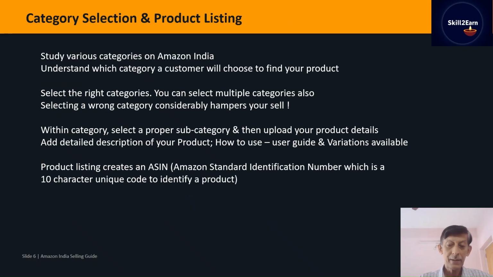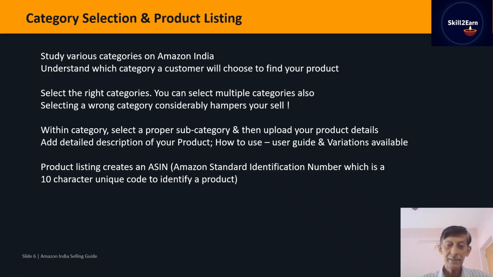Category selection and product listing is the most important part on Amazon. Study various categories first. What are the categories available? Understand which category a customer will choose to find your product. Right? I mean, imagine that you are a buyer. You are going to Amazon India to buy something. You want to buy perfumes, you want to buy clothes, you want to buy shoes. So where will you search, how will you browse, which categories will you go and search? The same way other customers will also choose. So accordingly select your category. Select the right categories. You can select multiple categories also. Selecting a wrong category will directly hamper your sale.